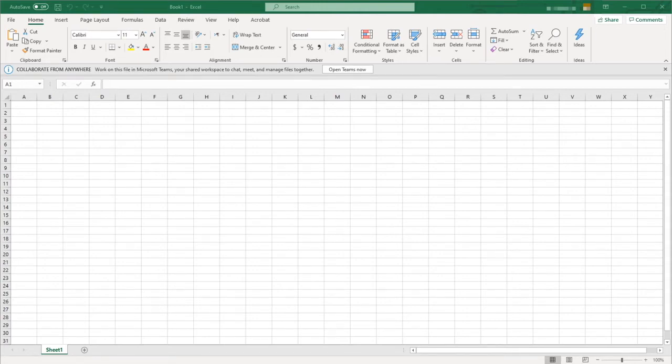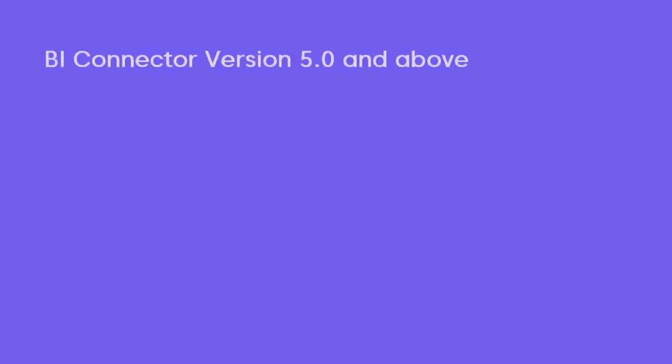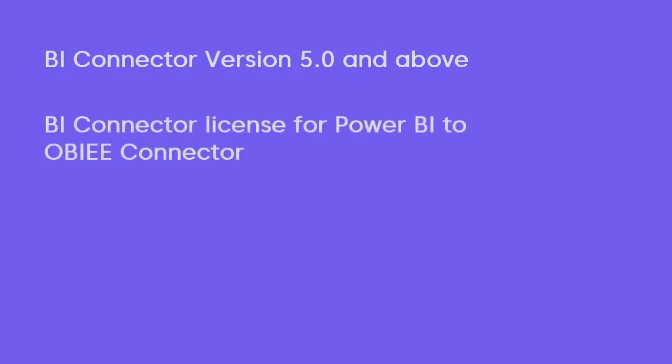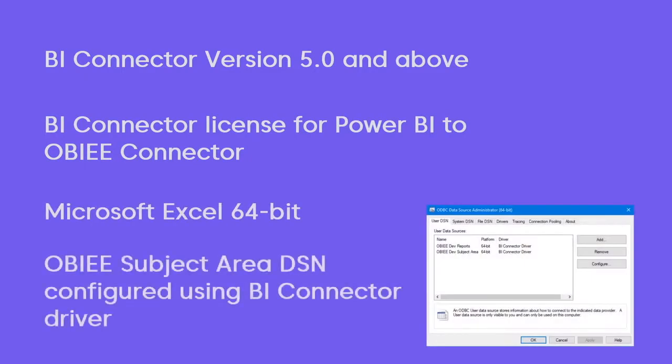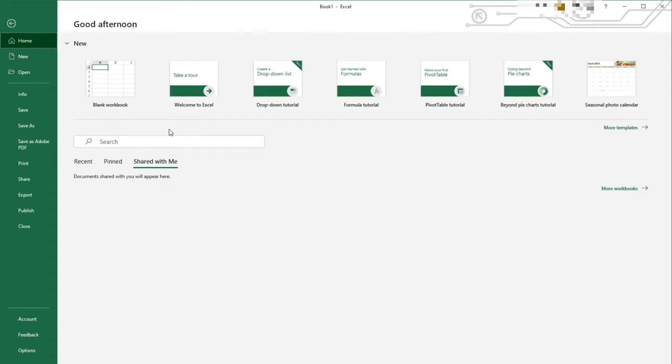Here are the prerequisites to get this working. You'll need BI Connector version 5.0 and above, BI Connector license for Power BI to OBIEE Connector, Microsoft Excel 64-bit, and an OBIEE subject area DSN configured using the BI Connector driver. Now let's jump into the steps.